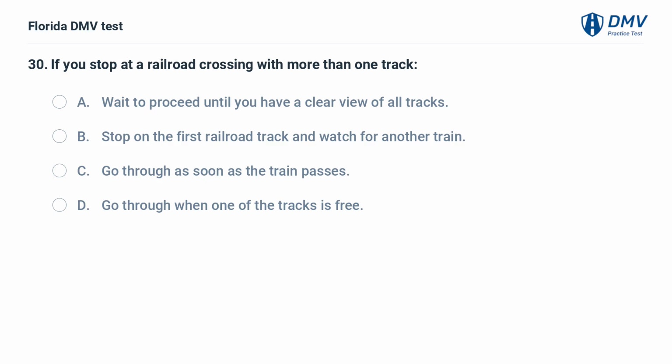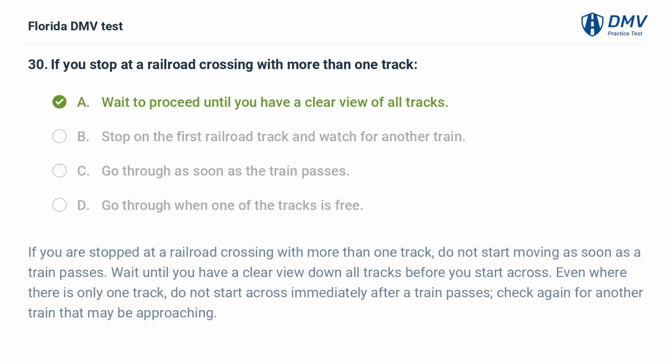If you stop at a railroad crossing with more than one track, A. Wait to proceed until you have a clear view of all tracks. B. Stop on the first railroad track and watch for another train. C. Go through as soon as the train passes. D. Go through when one of the tracks is free.